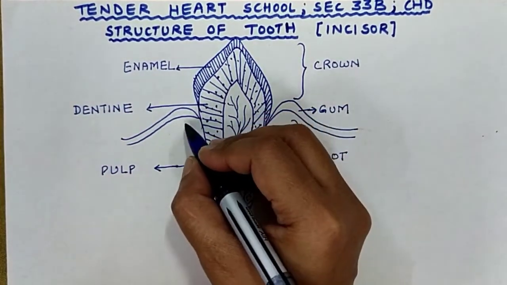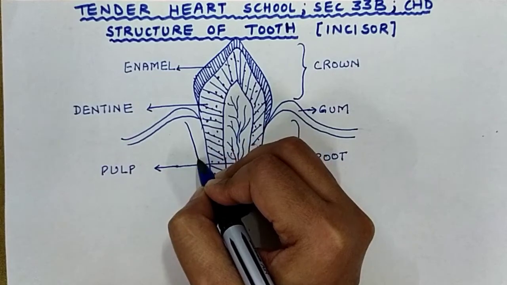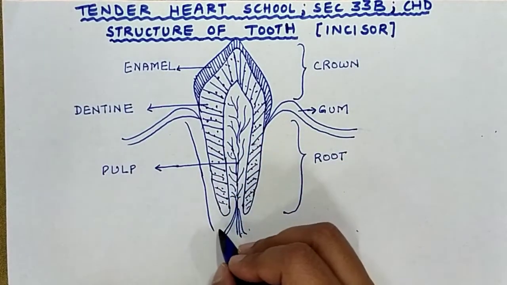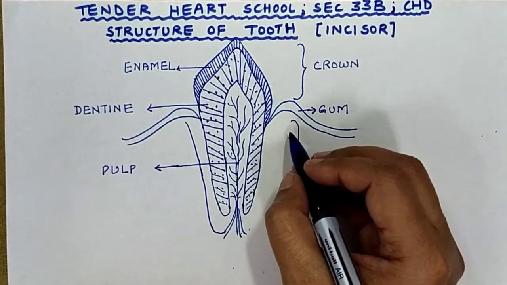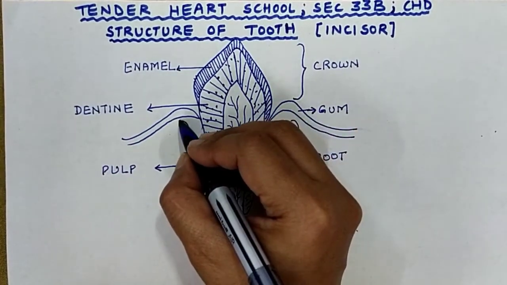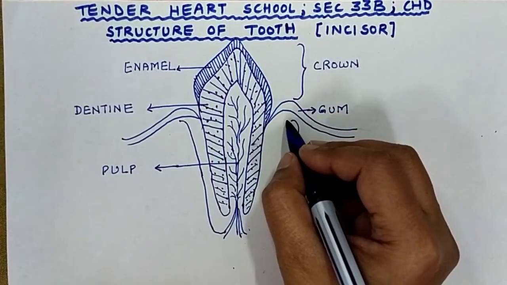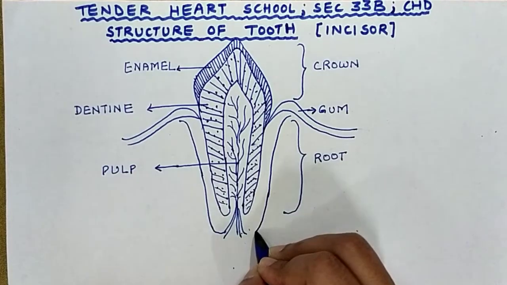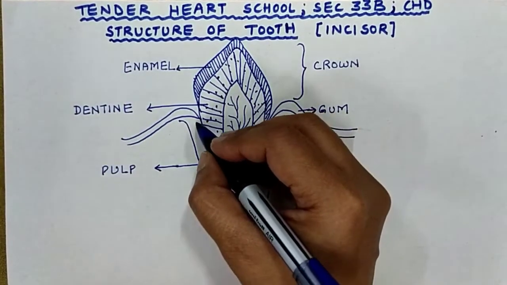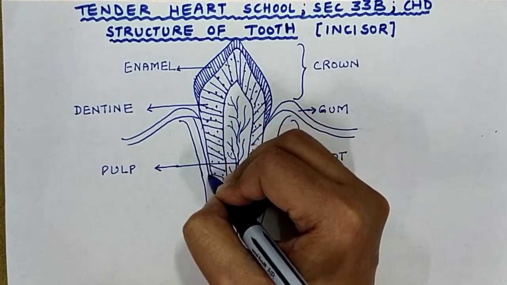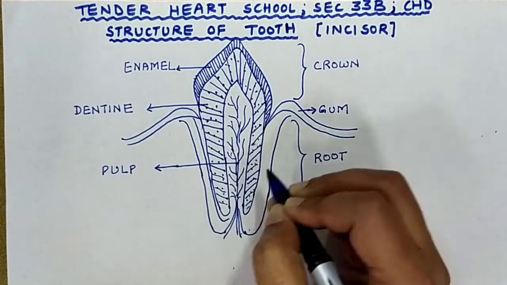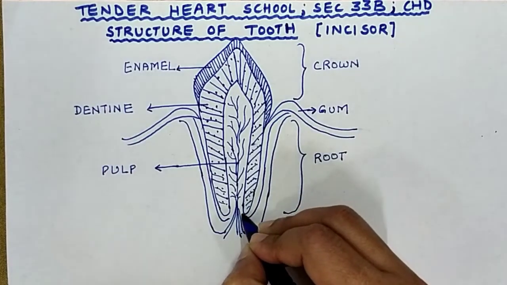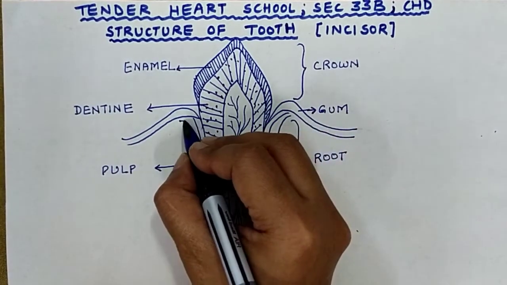Now fixing the tooth in position. The tooth is not moving inside our mouth, it is fixed in its position, right? So it is because of the presence of the cement, right? There is a tissue, and let us just draw it. So this way you can see.